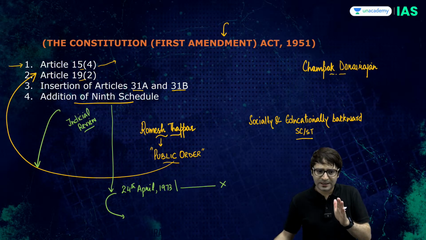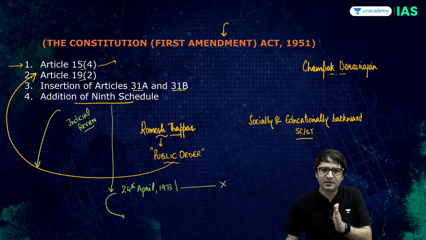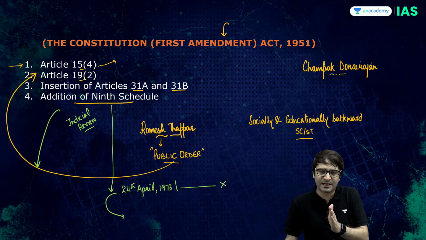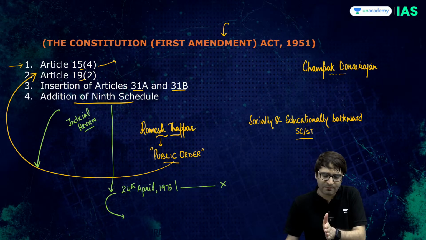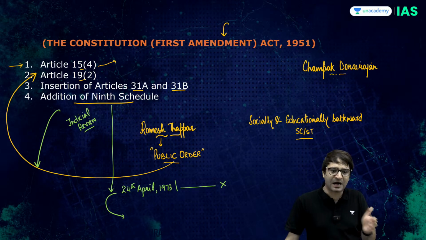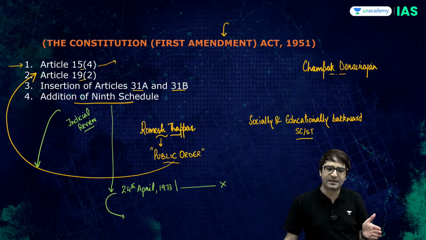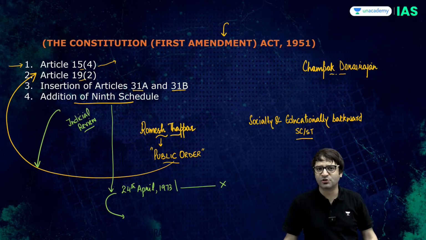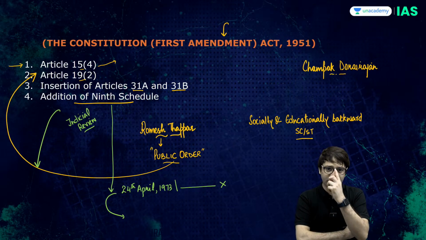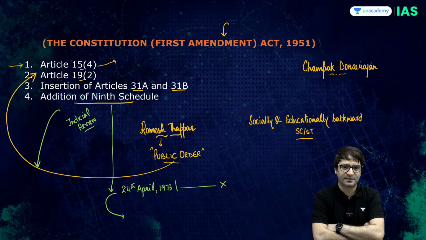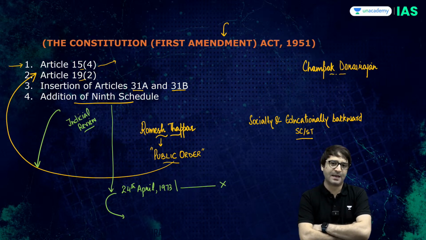So, long story short, the ninth schedule was added by the First Constitutional Amendment Act 1951. Any law placed in the ninth schedule prior to 24th April 1973, prior to the Kesavananda Bharati judgment, can't be judicially reviewed. But laws placed in the ninth schedule after 24th April 1973 can be reviewed, because judicial review is part of the basic structure of the Indian Constitution. That is all we had to discuss today: all the important constitutional amendment acts in one session relevant for the civil services examination.